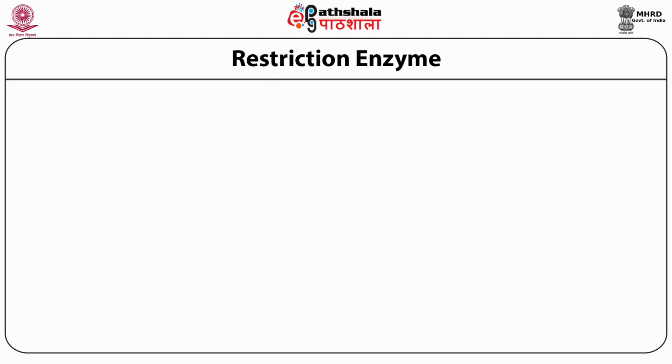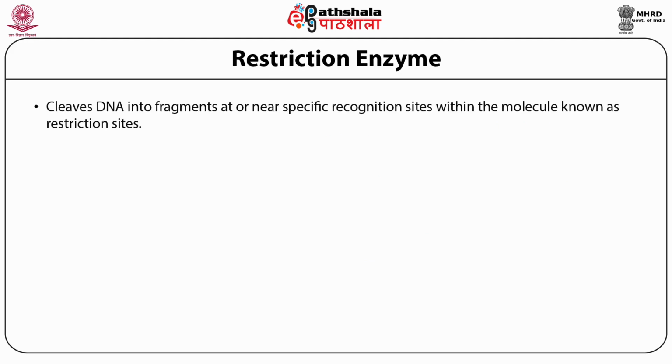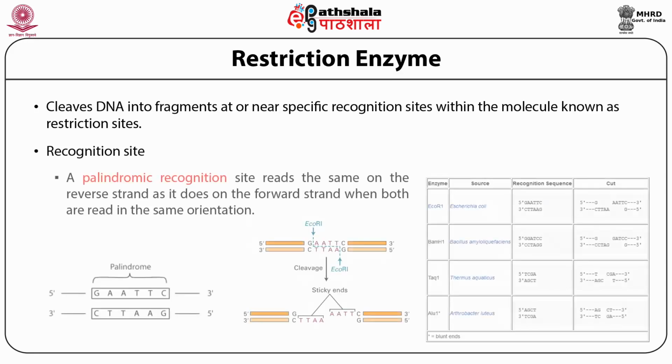So restriction enzyme basically cleaves DNA into fragments at or near a specific recognition site within the molecule. That particular recognition site is known as restriction site, where the restriction enzyme binds. Normally these recognition sites have something called a palindromic recognition sequence, which is nothing but it reads the same in the reverse strand as it does in the forward strand.